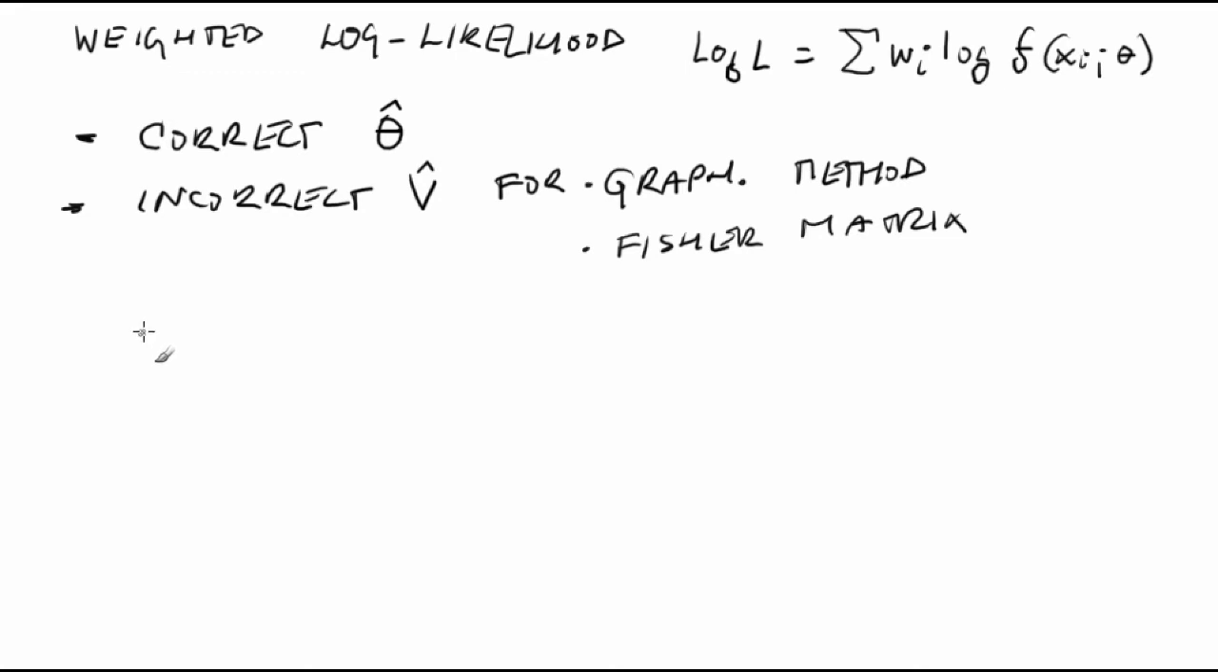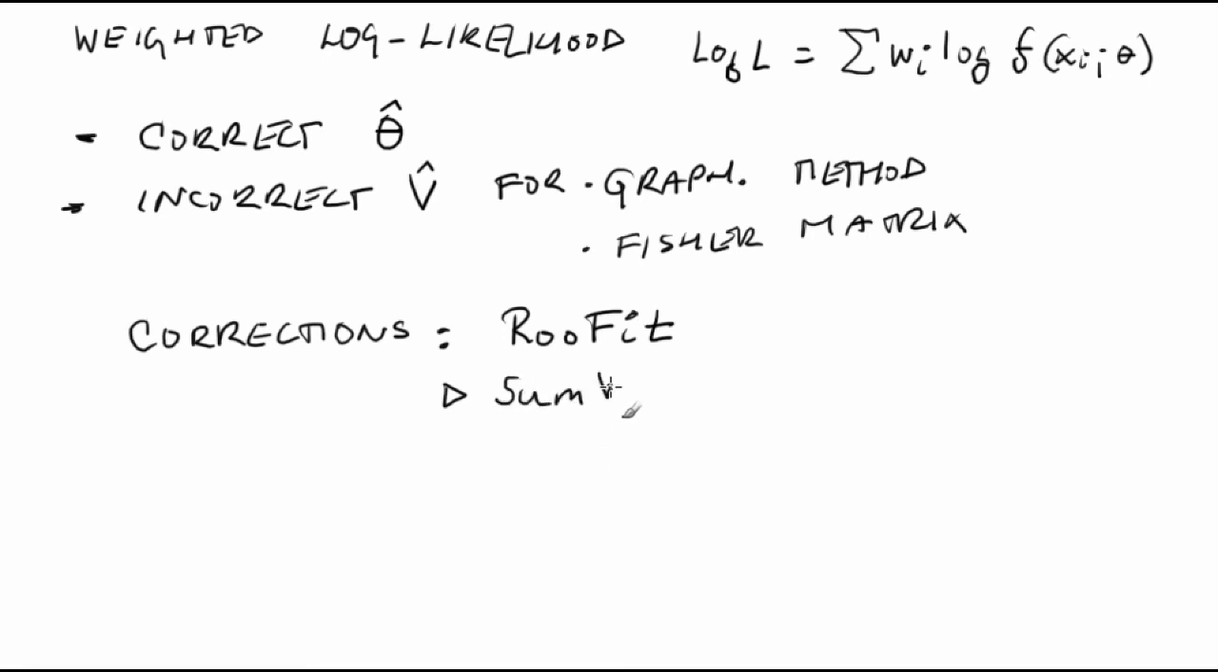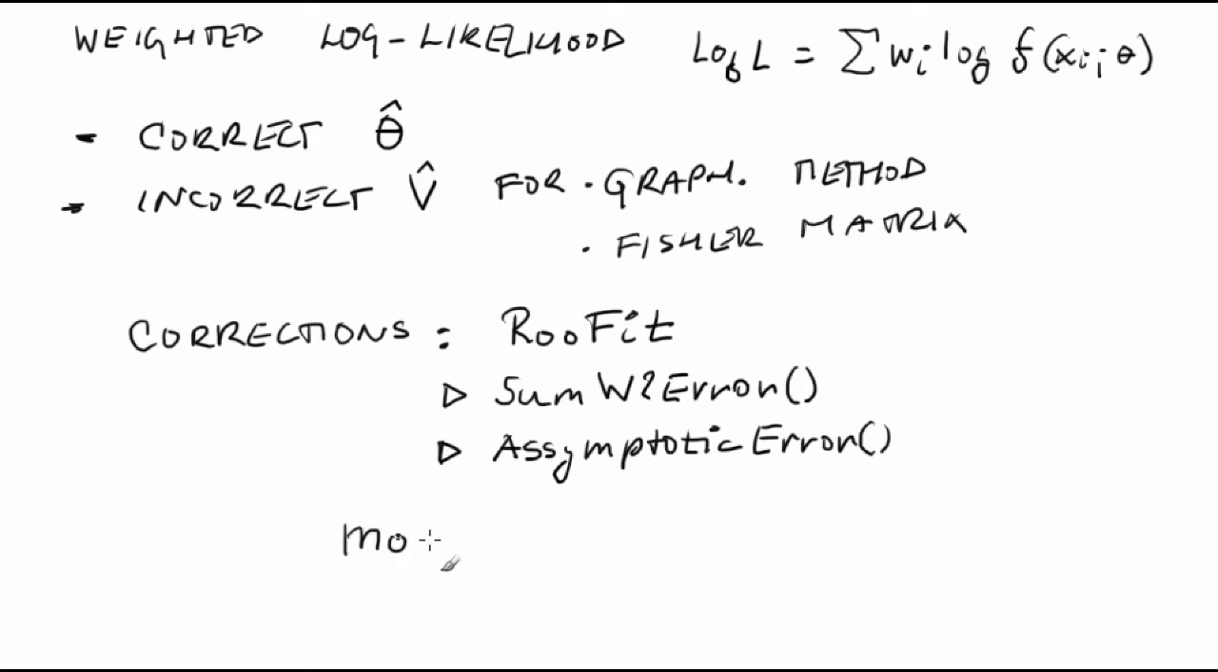There are several ways of dealing with this problem, but going through them is beyond the scope of this lecture. We will just note that the RooFit library in the ROOT framework offers two correction methods for the estimated covariance matrix, which can be switched on by adding the SumW2Error or AsymptoticError command arguments when calling RooFit's fitTo method.